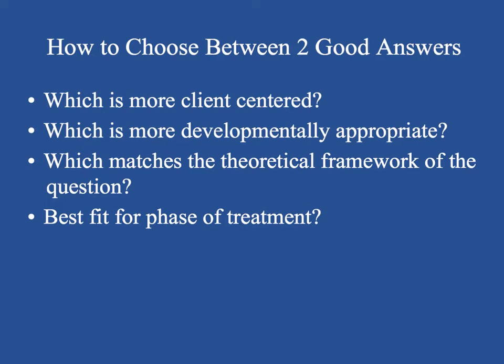Like I gave the example earlier, if you have an 80-year-old client that has a dog, there's a reason why they told you she has a dog. So choose an answer that's related to her having the dog. Think about two, which is more developmentally appropriate. So if they give you the age of the client, choose something that's going to be appropriate for that age range.